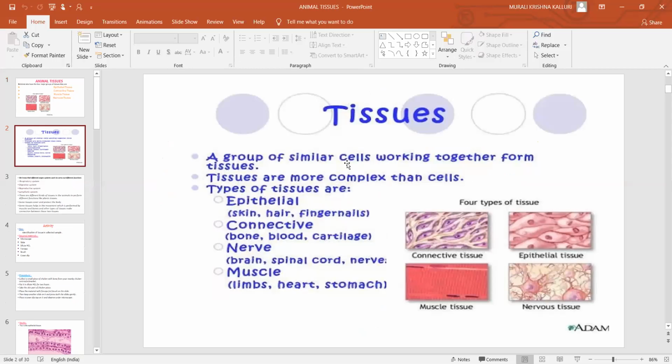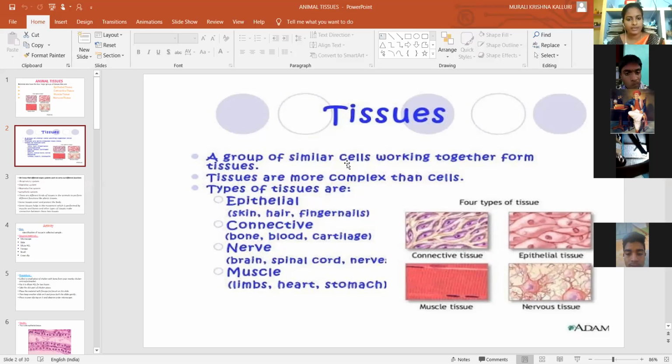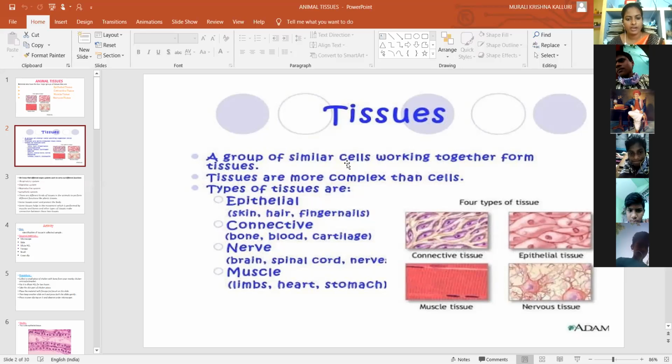A group of similar cells working together forms tissue. The group of cells is called tissue. There are four types of tissue. They are epithelial. The epithelial tissue is found in skin, hair, and fingernails.